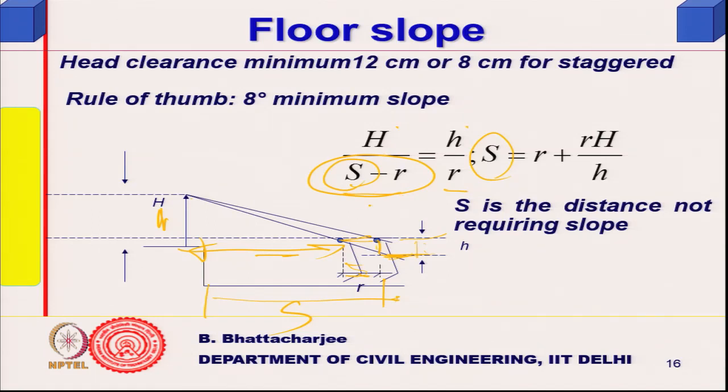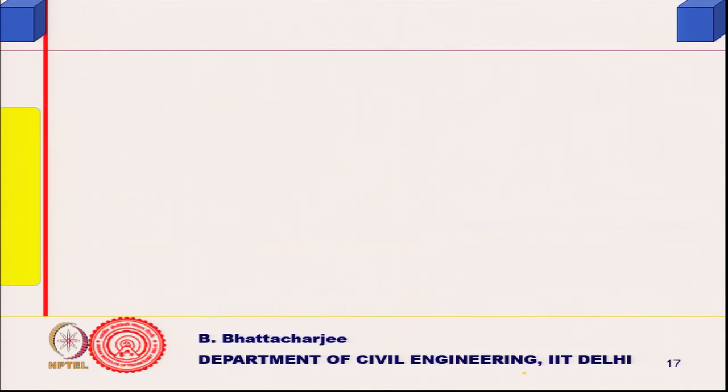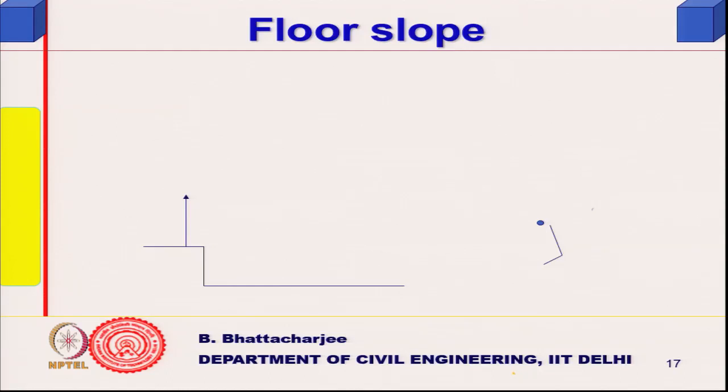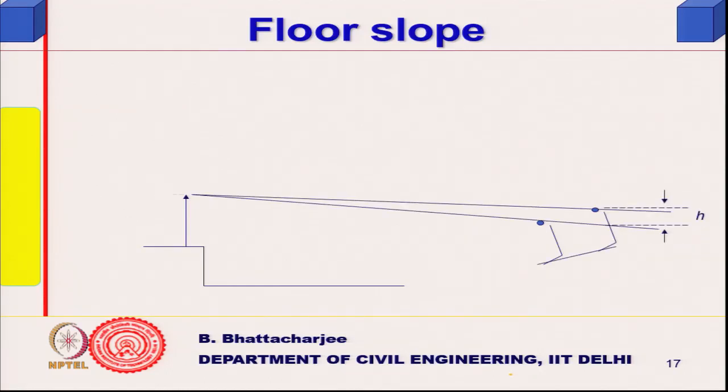Where S is that distance up to which I do not need raising of the floor. So, this is the formula. S is given by R plus R h by H, where R is the spacing of the seats, H is the height of the source, typical height of the source, and h is the head clearance. These values are actually given in the code, or guidelines are available.